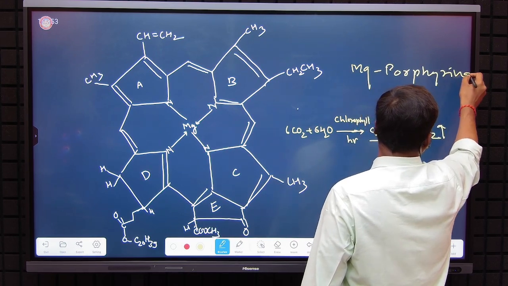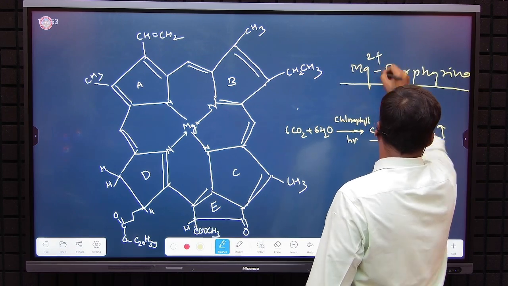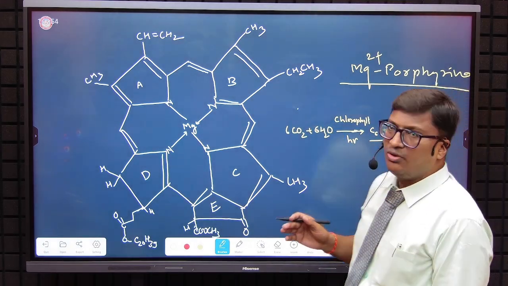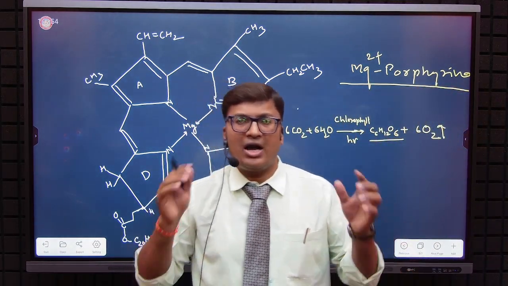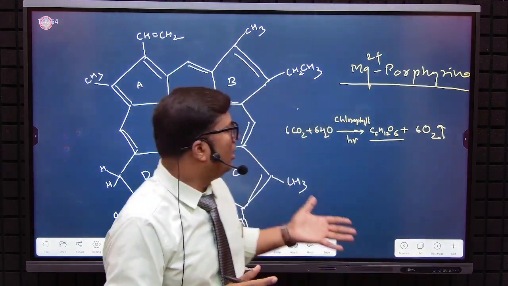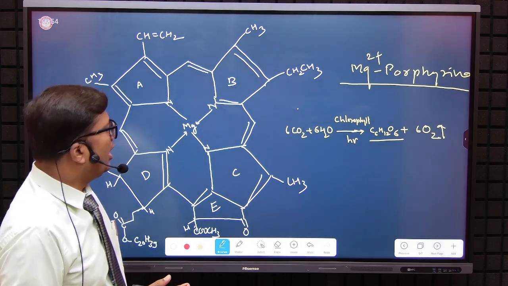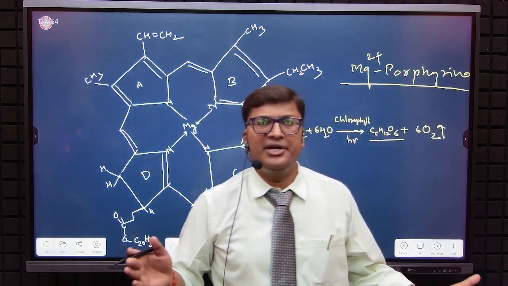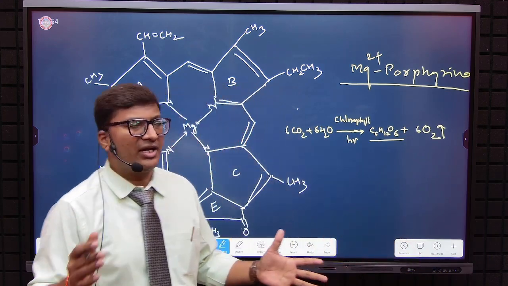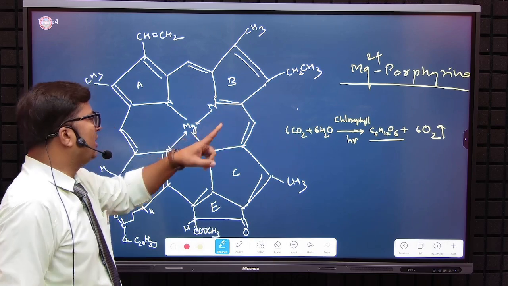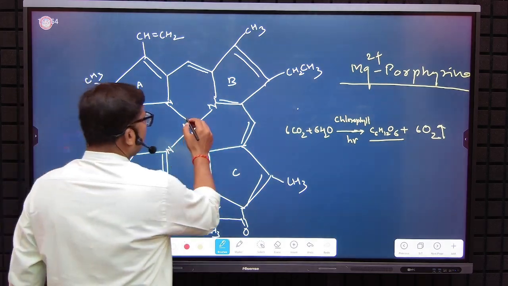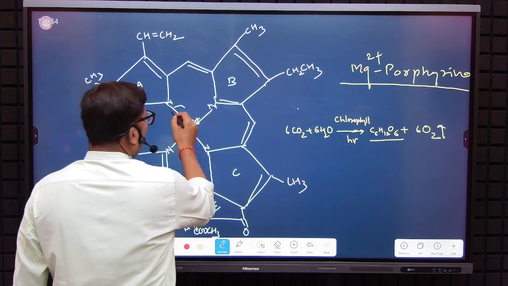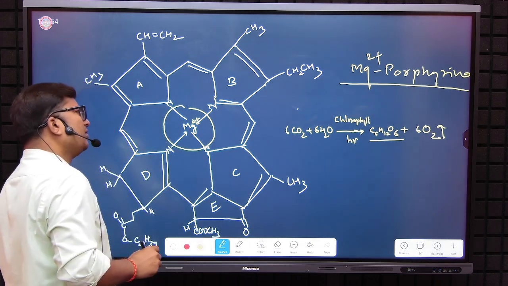Porphyrin, so Mg2 plus. This porphyrin is highly substituted, so it has a larger number of functional groups and substituents present, so they provide stability to that particular metal cation. So magnesium 2 plus, this is your magnesium 2 plus, forms 4 bonds, right?